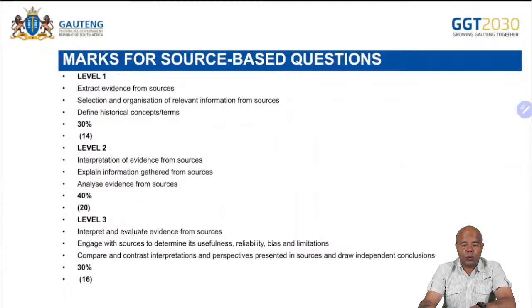Then we move over to the mark allocation. The mark allocation for level 2 questions in all the source questions is 20. Level 3 is to interpret and evaluate evidence from sources, engage with sources to determine their usefulness, reliability, bias, and limitations, compare and contrast interpretations and perspectives presented in sources, and draw independent conclusions. What is the percentage? The percentage is 30%, and the marks are 16.